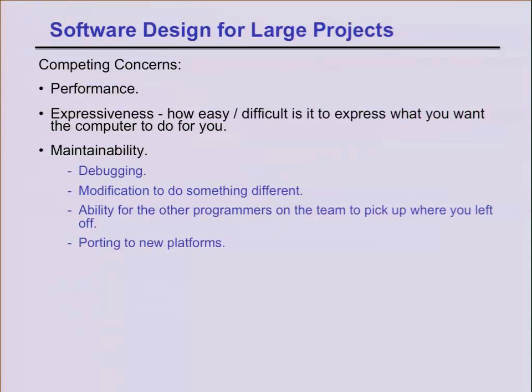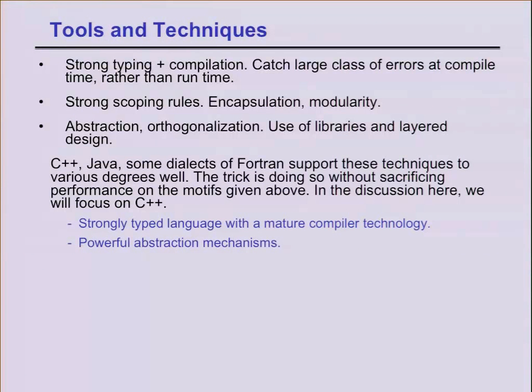And this is of a piece with maintainability, the ability for other programmers on the team to pick up where you left off. And then finally, porting to new platforms. If every time you are confronted with a new machine with a somewhat different architecture you have to write everything from top to bottom, you're not going to get very far in life. So you need to be able to deal with that problem as well, to insulate yourself from it. So what do we have at our disposal for managing this issue?